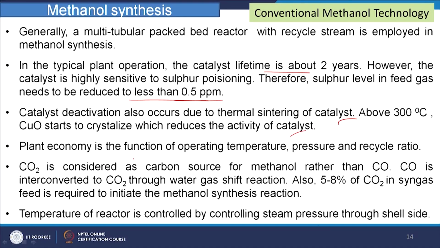And then plant economy is a function of operating temperature, pressure and recycle ratio. As we have discussed, carbon dioxide is required for these reactions, and 5 to 8% of carbon dioxide in the syngas feed is required to initiate the methanol synthesis reactions. The temperature of the reactor is controlled by controlling steam pressure through the shell side.